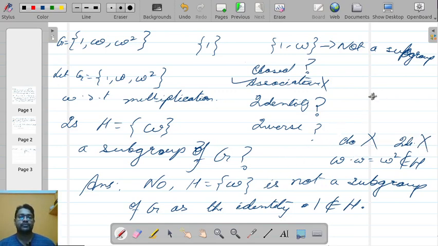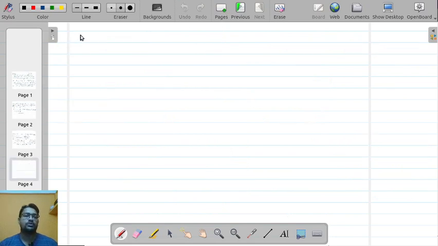A set will be a subgroup if all these properties are satisfied. So it's not a subgroup if at least one of them is not satisfied. Okay, that is the negation. So singleton omega is not a subgroup. However, this one, {1, omega}, sorry, this is also not a subgroup.